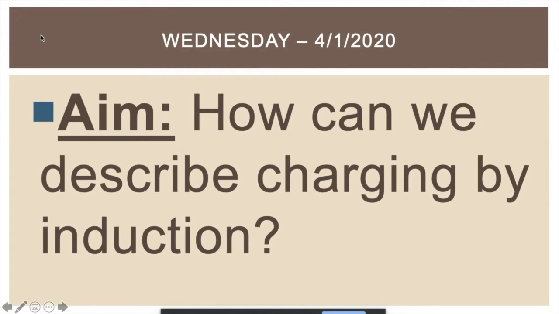Yesterday, we started talking about how objects acquire an electrical charge, and we talked about what I think, as far as the Regents is concerned, at least, the most important way that objects acquire an electrical charge, and that was conduction. I mentioned yesterday, though, very briefly before we started talking about conduction, that there are two main methods by which an object acquires an electrical charge, and those are conduction, which we started and finished yesterday, really, and the other is induction. Now, today we're going to talk about induction.